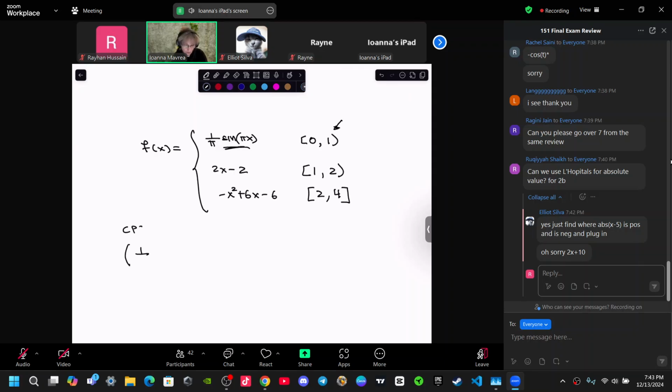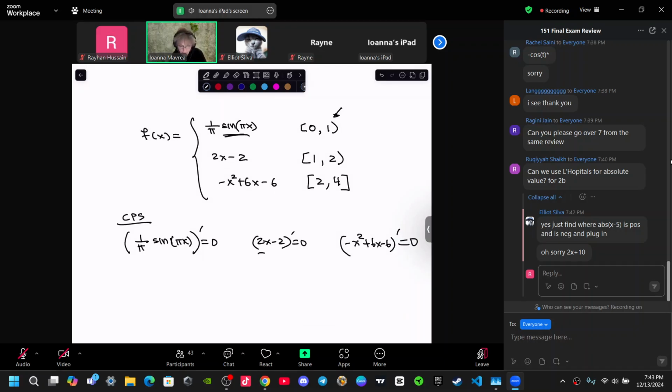So I want to find critical points. The first piece, take a derivative, set it equal to 0, and find critical points. The second piece, take the derivative, set it equal to 0. Third piece, take the derivative, set it equal to 0. That's how I'm going to find the critical points. But the critical points that I find, again, I have to check that they're in the corresponding interval. If they're not, I throw them out.